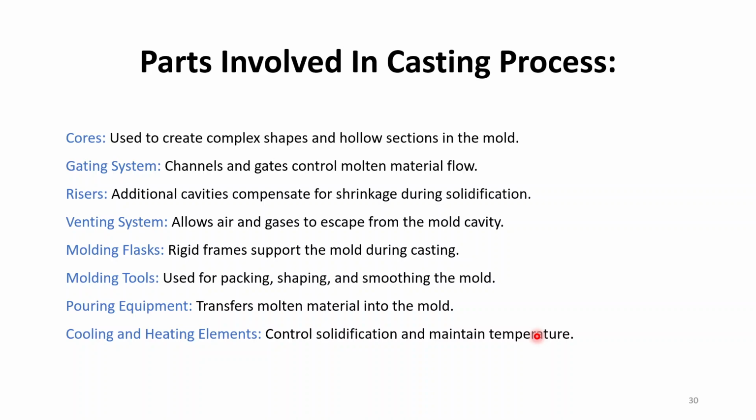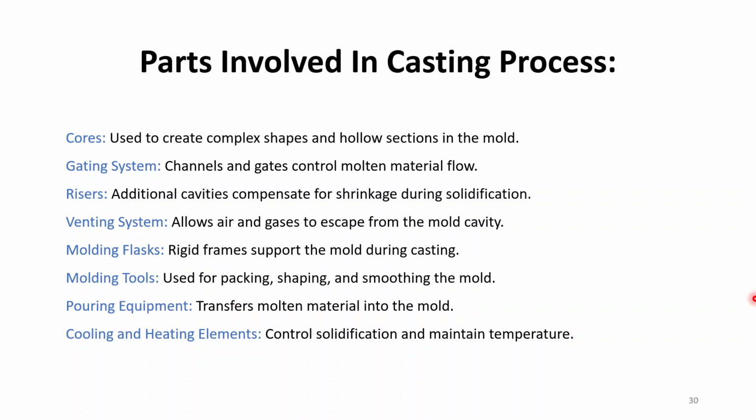First, cores. Cores are used to create complex shapes and hollow sections in the mold. Next is the gating system. Channels and gates control molten material flow. Then risers are additional cavities that compensate for shrinkage during solidification. As I told earlier, you have two types of risers, open and closed risers. Then you have the venting system, which allows air and gases to escape from the mold cavity.